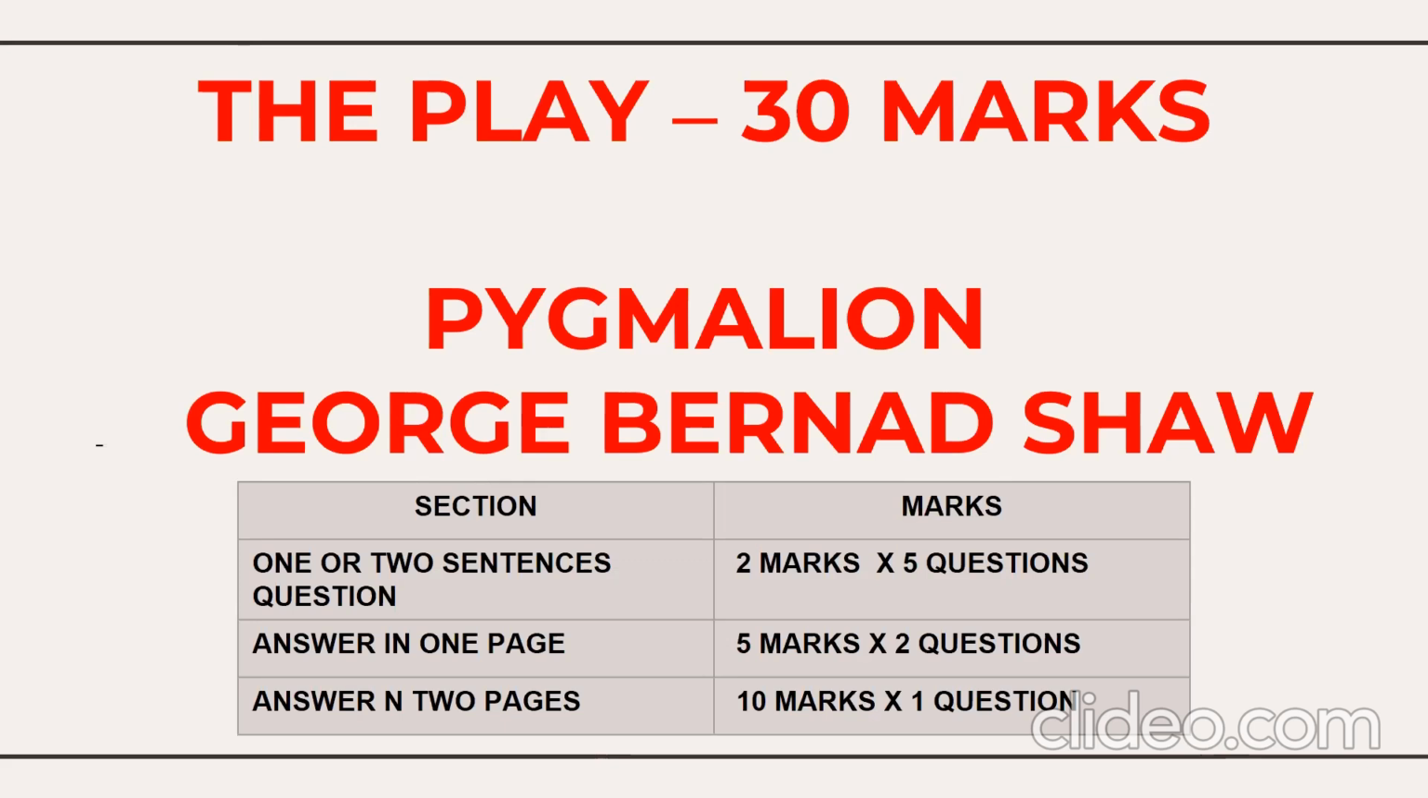Then you have 10 marks questions, which you need to answer in 2 pages. Out of 2 questions, you need to attempt one. So you have very few choices in the 5 marks and the 10 marks. So I would suggest you go through the summary and the question answers again and again. I'll just give you a limelight about the play. I cannot explain the whole play here because we have already done it in the previous videos.